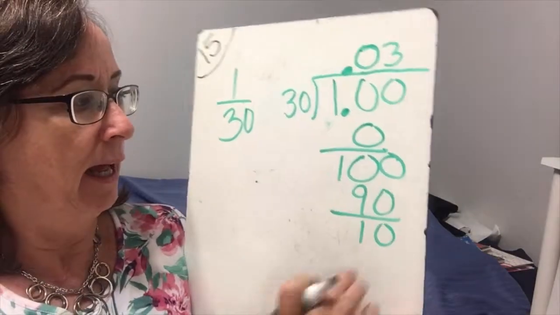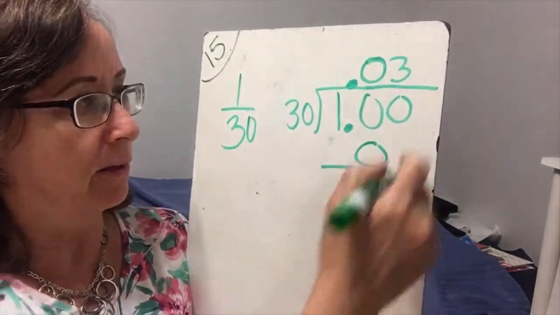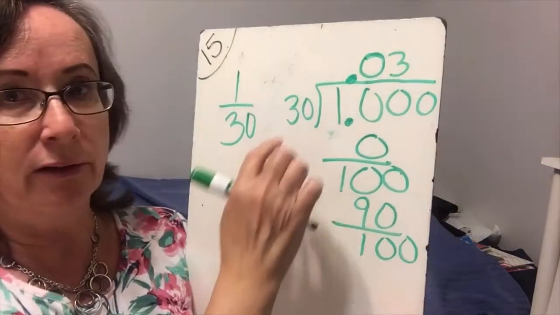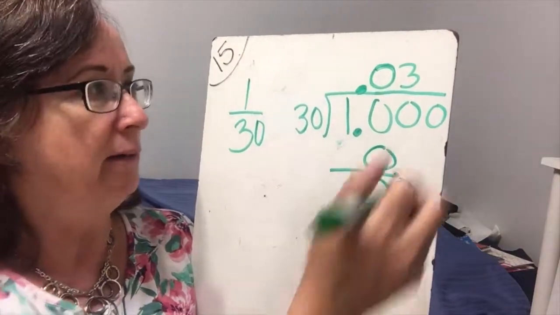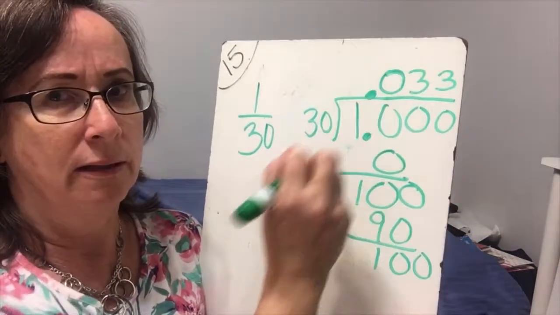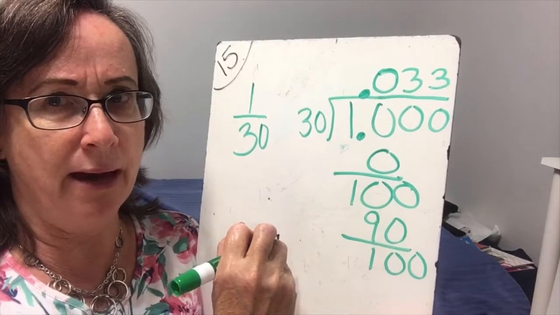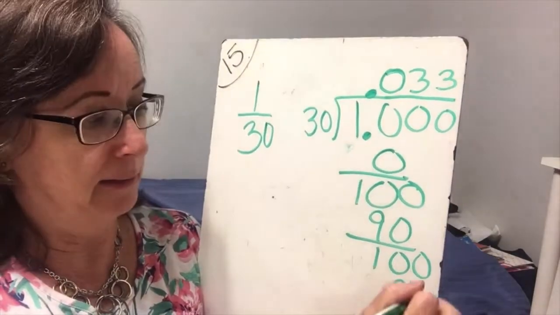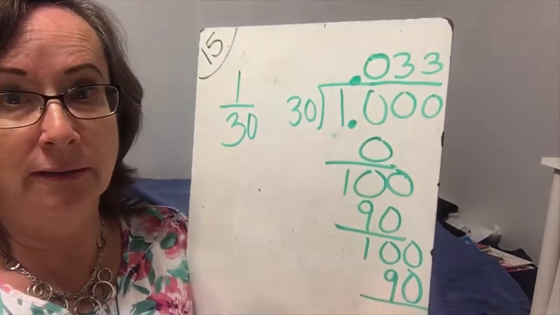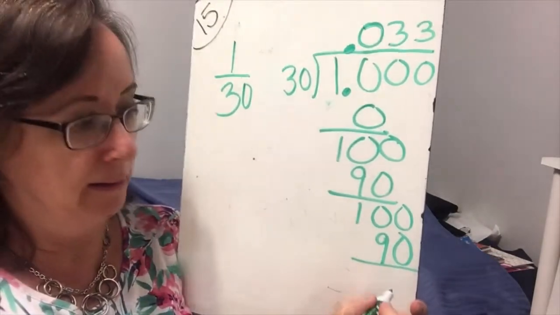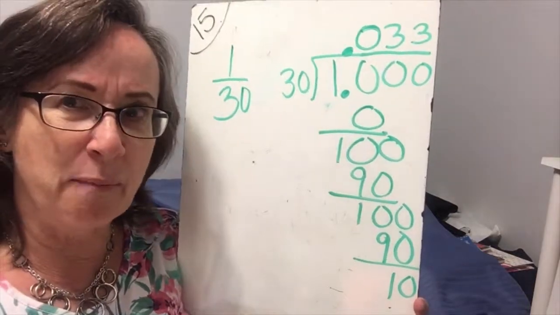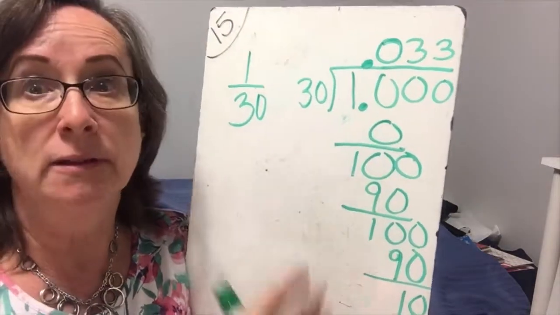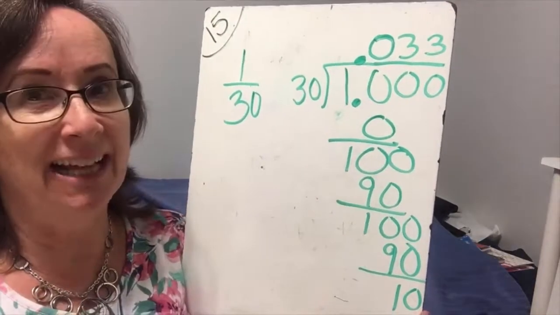And then I say, well, 10 is less than 30, so we could bring another one down. And we get a 0. And 30 goes into 100 3 times. Oh, this is starting to look like a pattern. 3 times 30 is 90 again. And guess what's going to be left? Another 10. So do you think that maybe we're going to have 3, 90, 10 over and over and over again? And that's what happens.